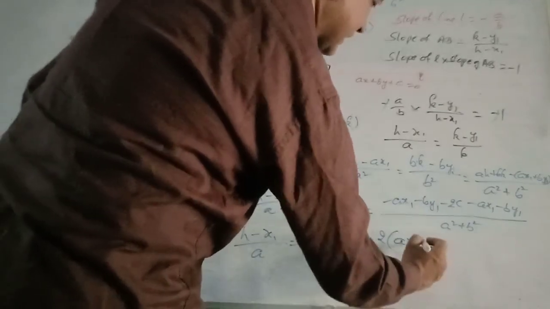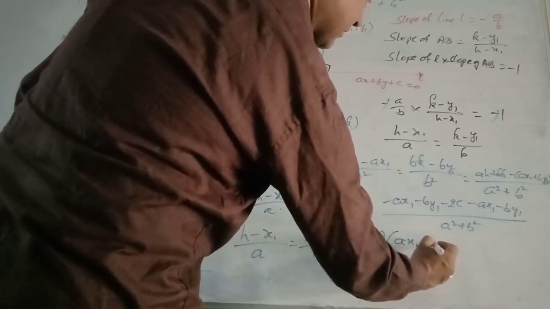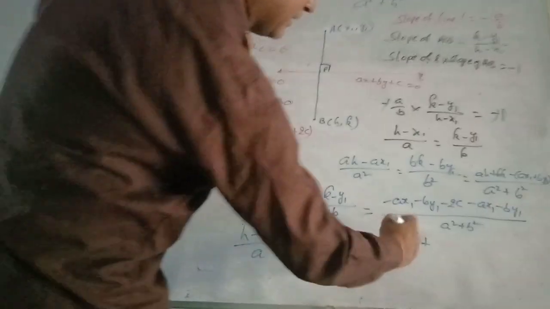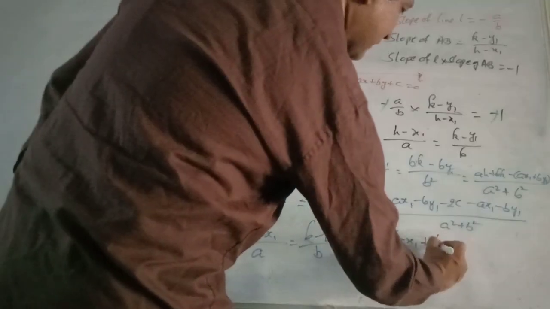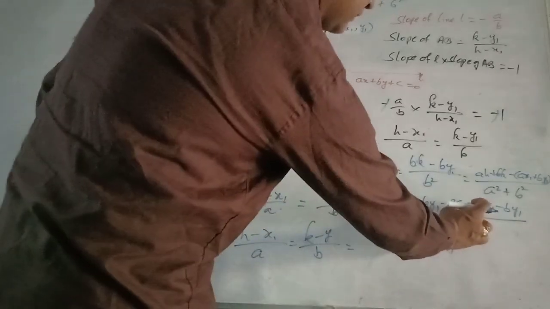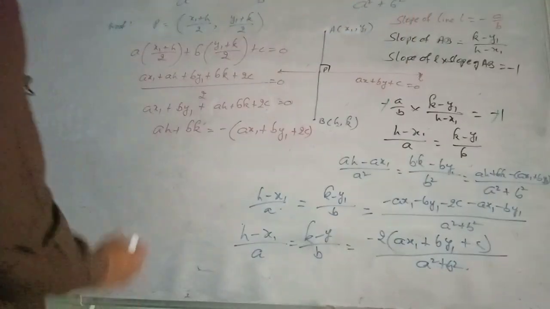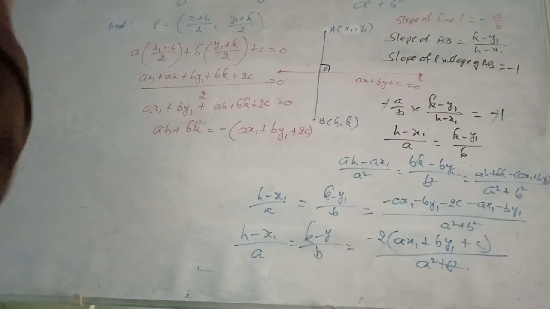So 2AX1s are there. We will write AX1. So then hence this is 2, I will take common. Minus BY1 is minus 2BY1, minus 2 I took common, so plus BY1. So minus 2C means minus 2 I took common. So I have to write C plus C divided by A square plus B square. This is the formula for finding the image.